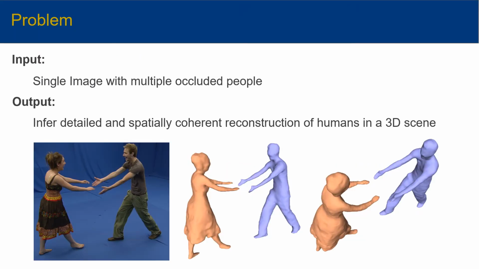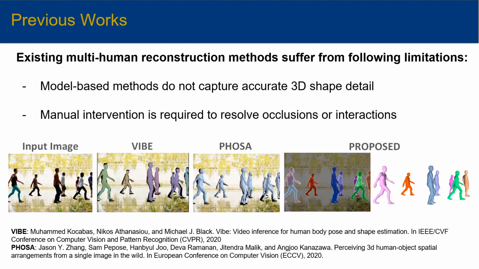In this paper, we address the problem of reconstructing occluded humans in a scene from a single image, and the aim is to obtain correct spatial arrangement of people in the scene. As you can see, the front and the top views of the spatially coherent reconstruction from a real single image.